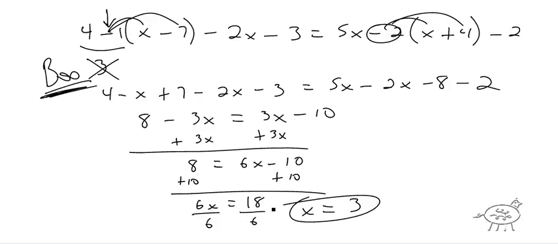All the steps, remember: step 1, distribute. Step 2, combine like terms. Step 3, add and subtract to isolate that variable. And step 4 is to divide or multiply to actually solve for the variable.